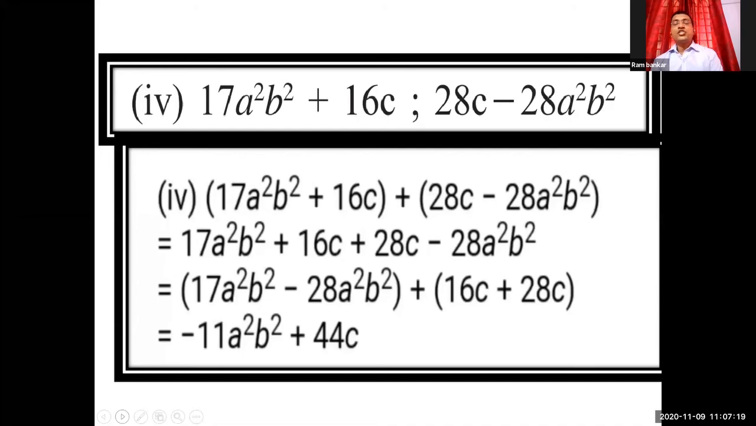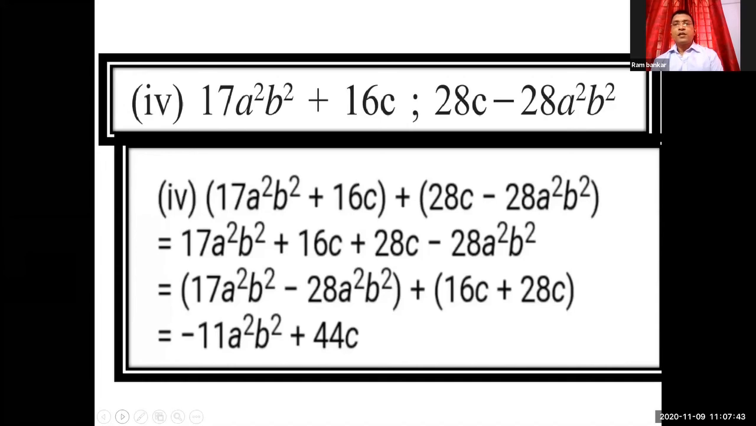Look at the first step after the question. There are 3 steps given after the equals sign. In the first step, we remove the brackets as they are: 17a square b square plus 16c plus 28c minus 28a square b square. This is the first step.